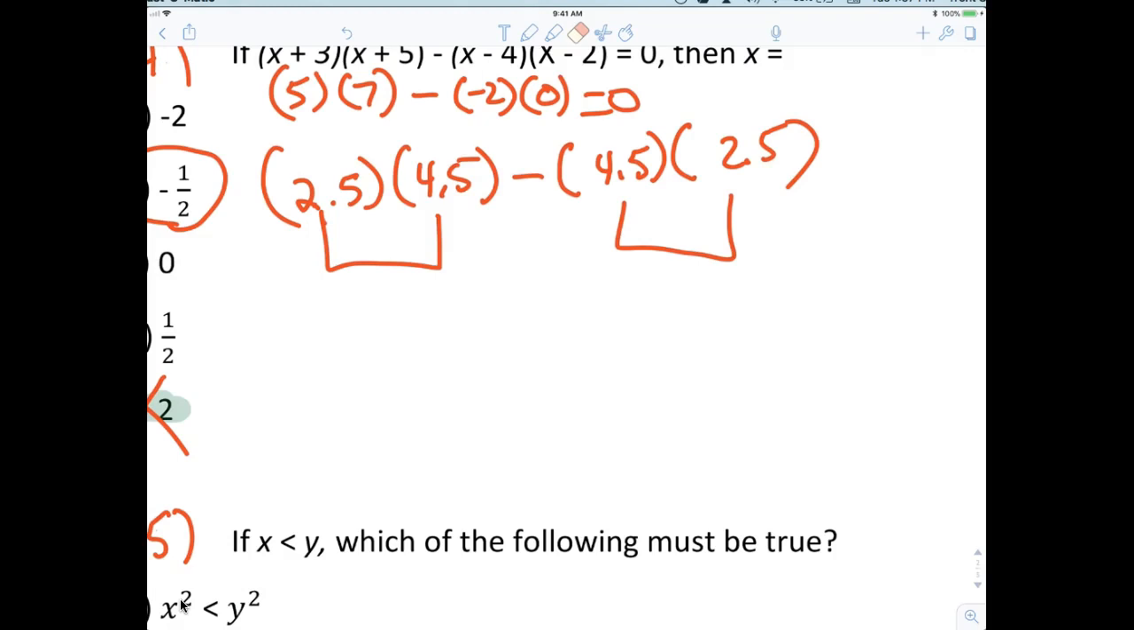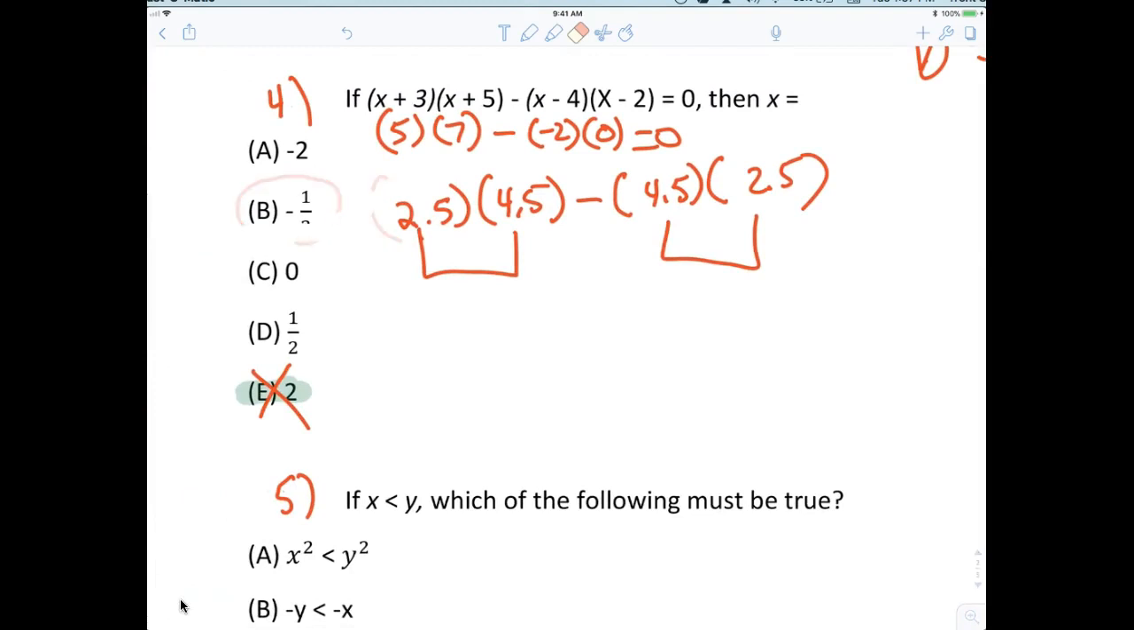Good job, Walker. That is correct. I didn't get it right. I multiplied it wrong and I wrote the wrong thing down, but now I see. Thanks for all that explanation. All right. So we got negative 1/2 there, guys. Negative 1/2.